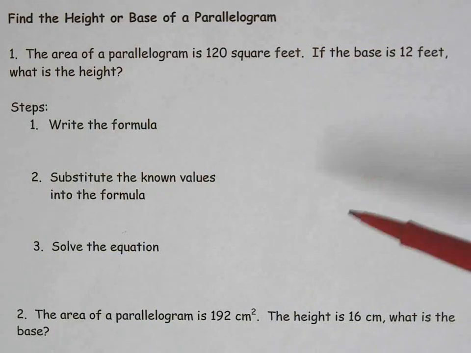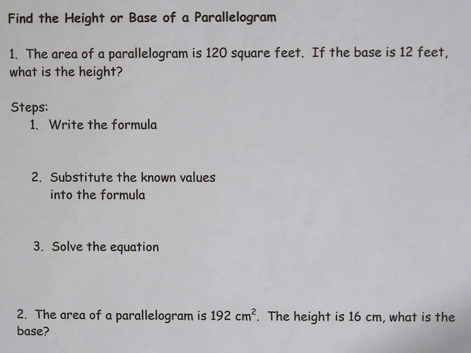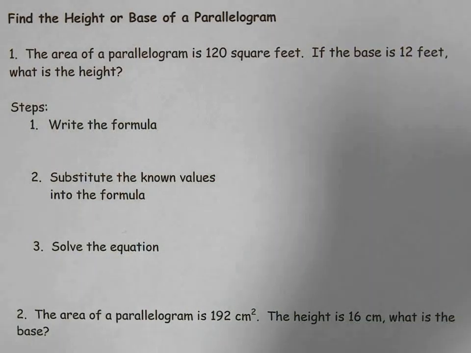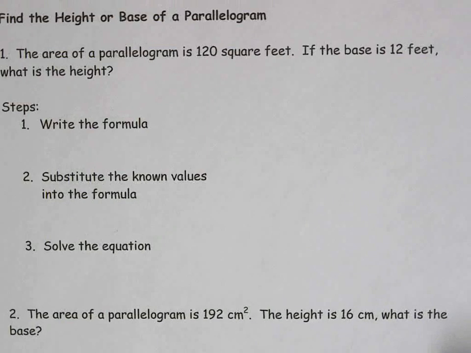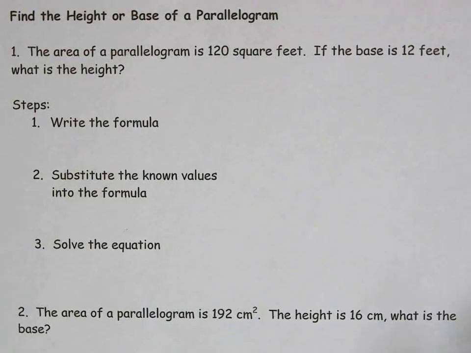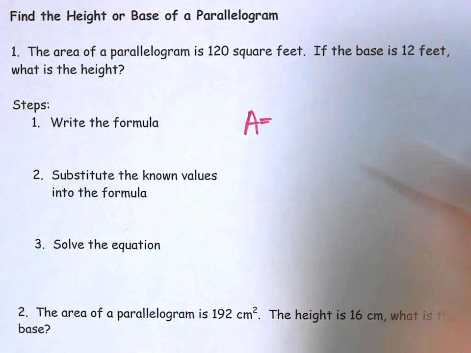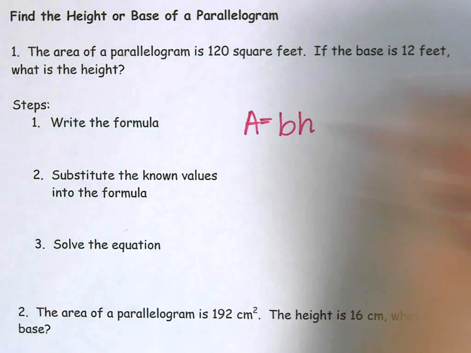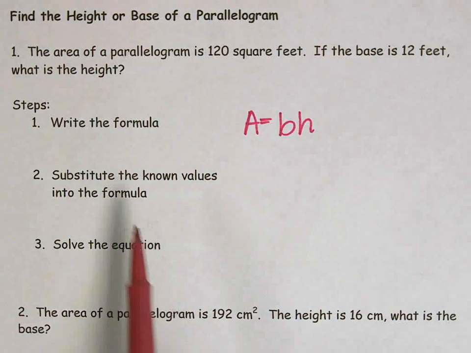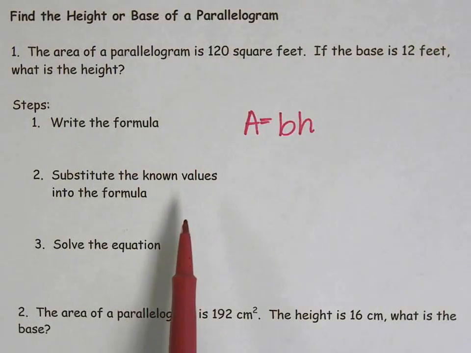So your steps, just like we did when we were finding the area: the first step is to always write the formula. We know that it's a parallelogram, so we're going to use the formula for a parallelogram, which is area equals base times height. Your next step is to substitute in the known values into the formula.